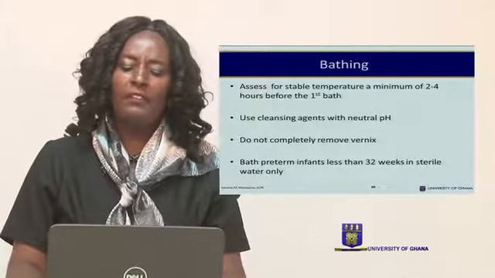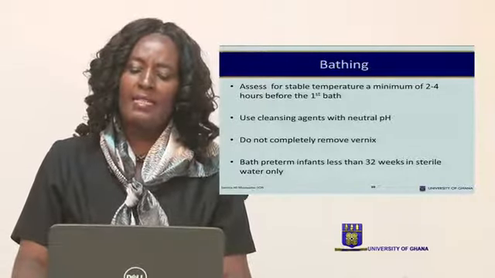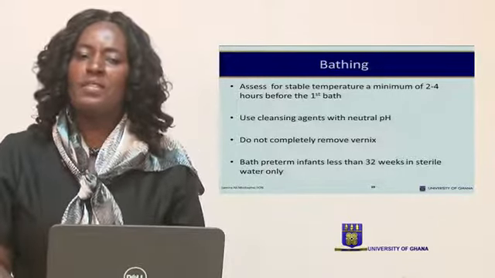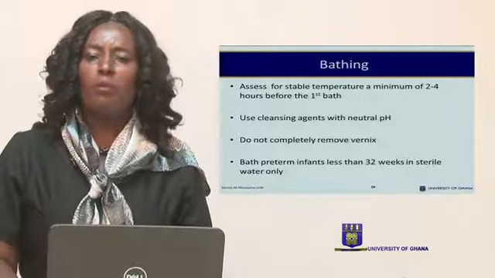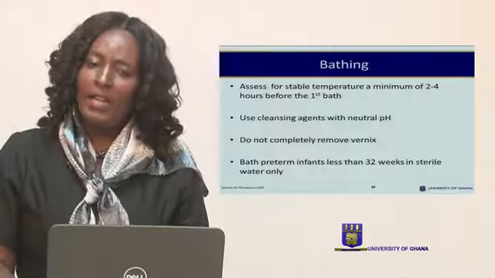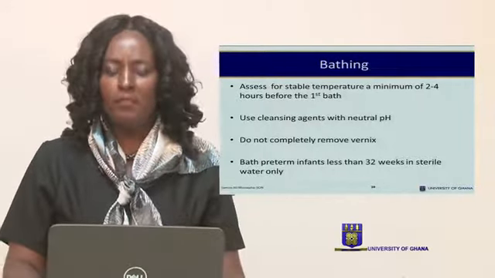And also when we are giving the first bath, we should use soap that is neutral and not very harsh, because you see some mothers coming with soap like Medisoft, which is a bit too harsh. So we want to use soap that is baby friendly.